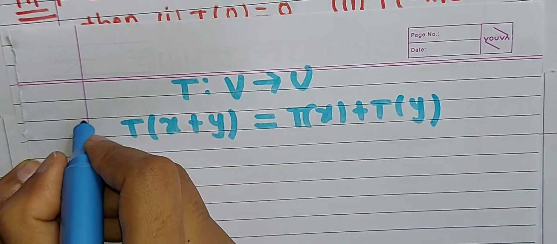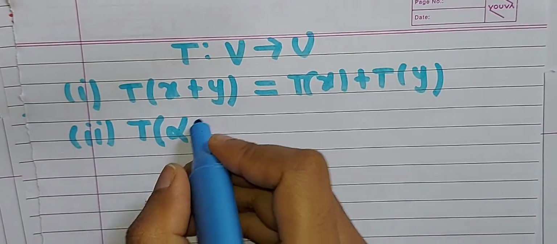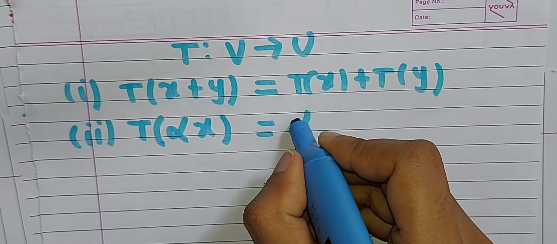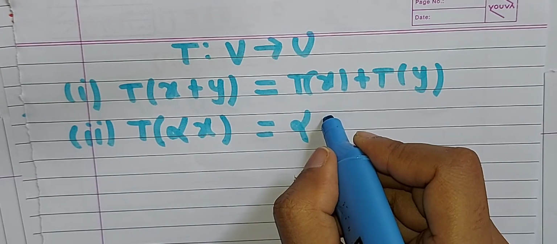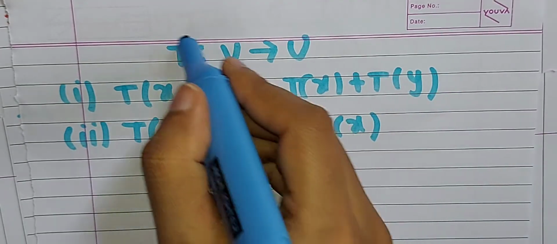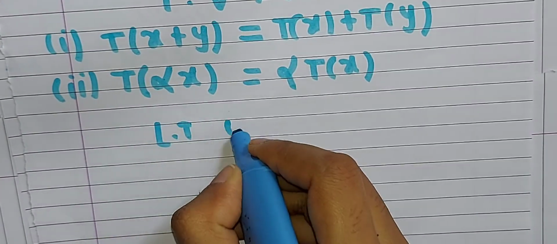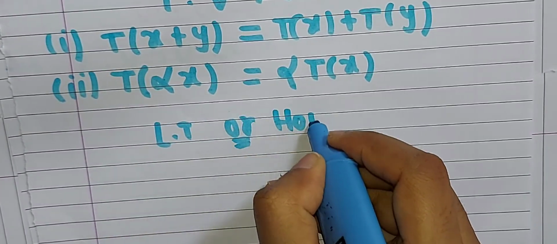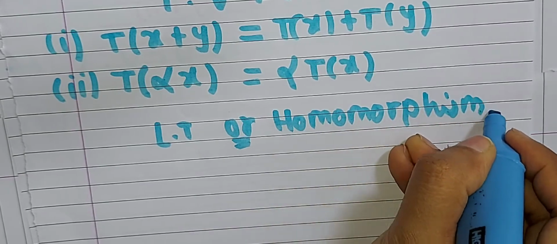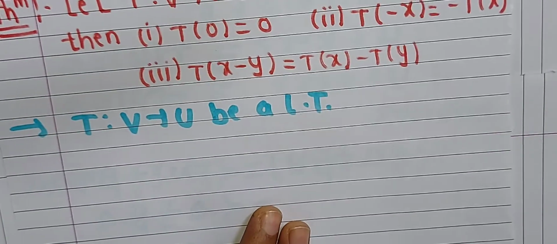So this is the first property of a linear transformation, and the second is when we apply T on alpha x, that is scalar multiplication, then alpha is a constant, therefore take it out as common, and similarly T of x. So with the help of these two properties we will say this T is a linear transformation, or homomorphism. Now with the help of this definition we will solve this theorem very easily.